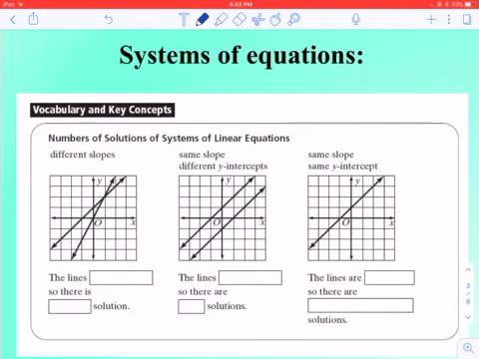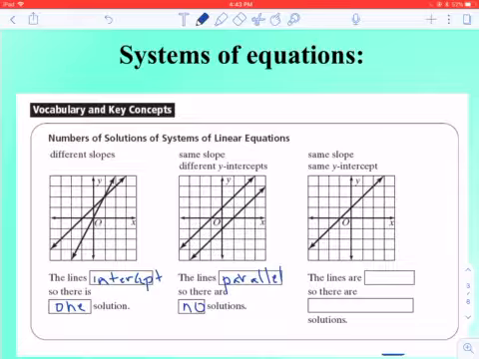So this is kind of visually what we're going to be working with. We have two lines that cross. If they cross, they have different slopes. So these lines are going to intersect, and that means there's going to be one solution. This middle one shows two parallel lines. That means they have the same slope and different y-intercepts. So these lines never intersect because they are parallel, and that means there are no solutions.